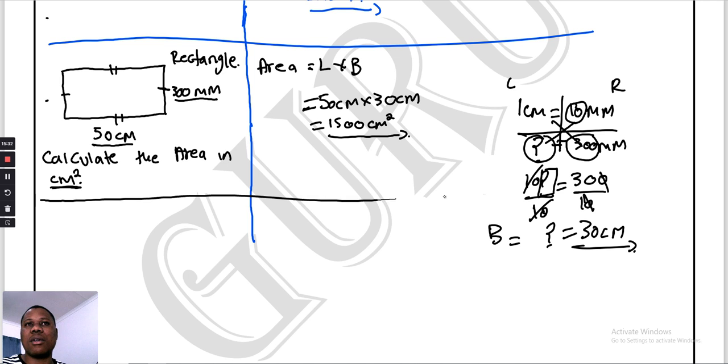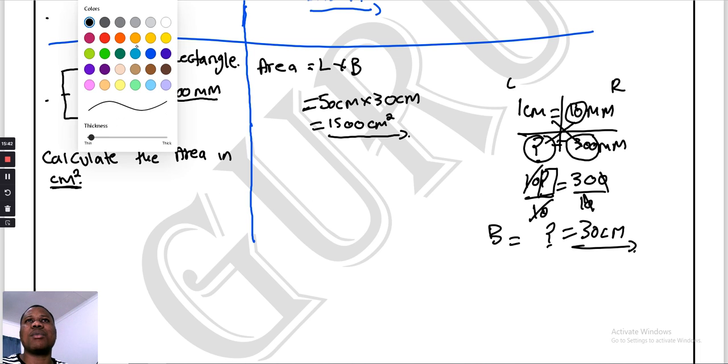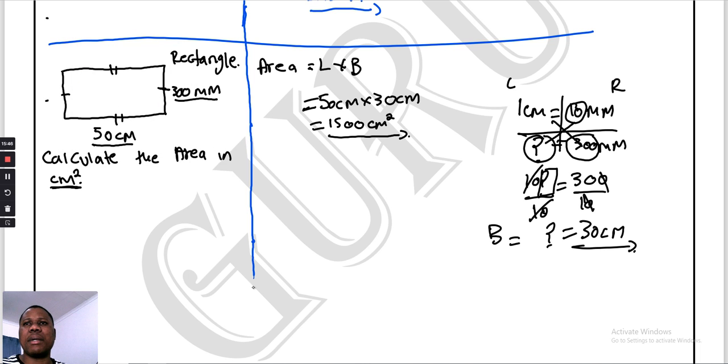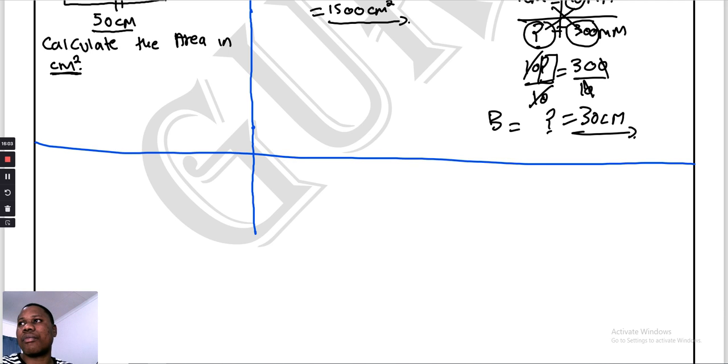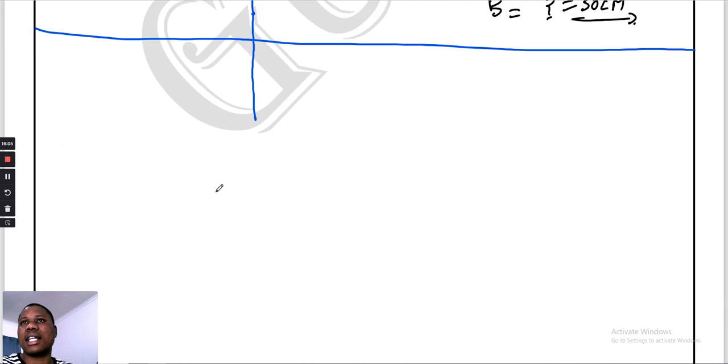Then we're going to move to the next one, which is now our circle. So when I'm going to do the circle here, I'm going to do them concurrently, meaning that I'm going to deal with the semicircle and the circle at the same time, because the two are different. One is a full circle and one is half of a circle, so I'm going to deal with them concurrently. Okay, they all fall under a circle.